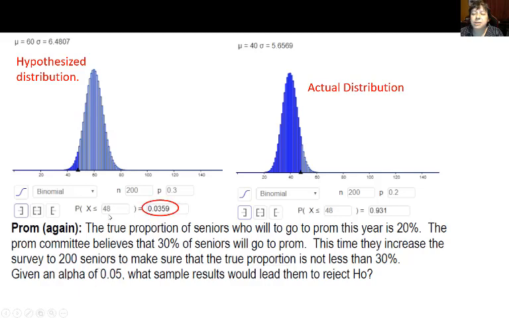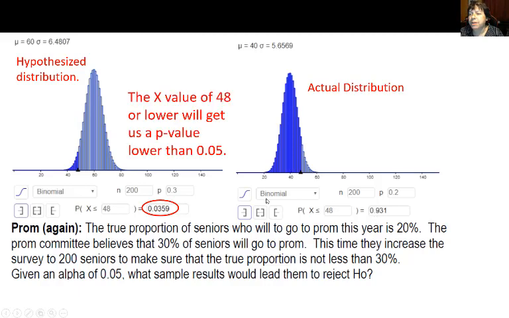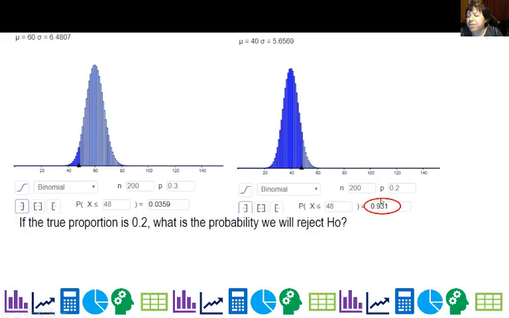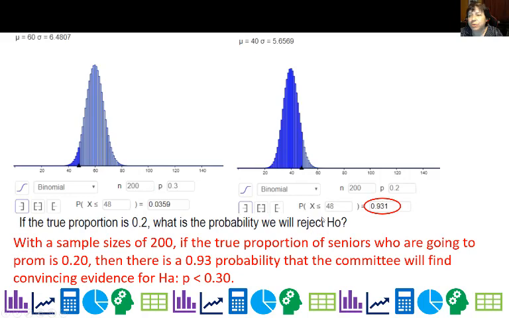And I played with this and I found out, oh, if x is 46 or less, then I will end up rejecting the null. Okay, now let's go to the real distribution and find out what's the probability of me getting 46 or less on the real distribution. And it's actually 93.1%. So an x value of 48 or lower will get us a p-value lower than 0.05. All right, so that value is the probability we will reject it.